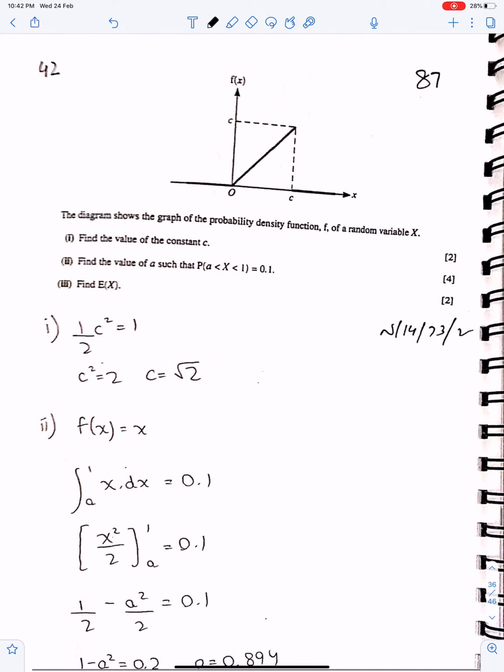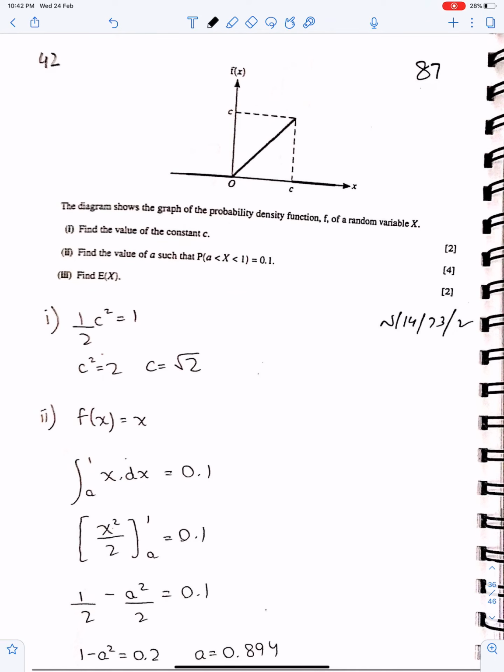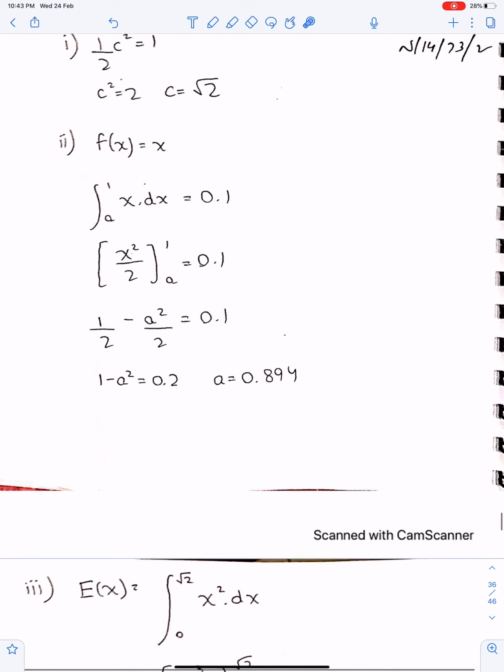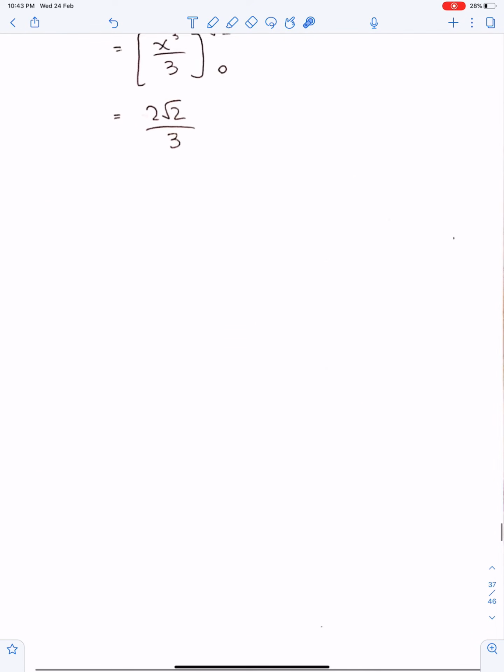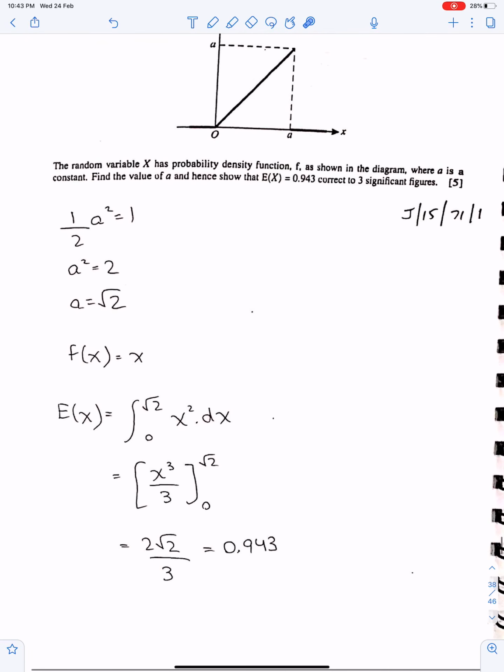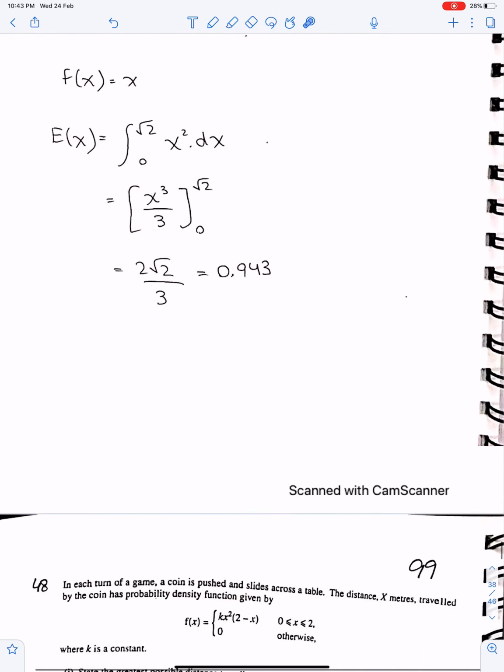This question is simple. The first part is find the value of C. With the help of the area formula, we can get the value of C. The second part is get this limit A. This is again very simple. You can first get the equation of this PDF and then you should use integration. The last part, expectation, use integration and get the expectation. So this question is simple. This is again a simple question. I'm leaving this.